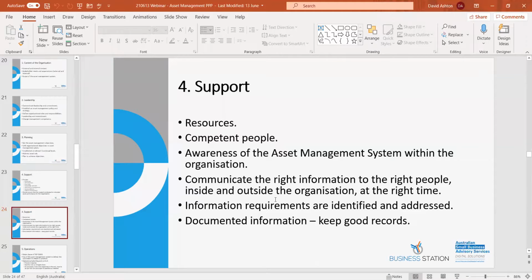So, part of your information management and record keeping, you identify what records and documents you need to keep. Record keeping is important from an auditing point of view, from a management point of view, and it will assist you in that ongoing review, management review and continuous improvement.